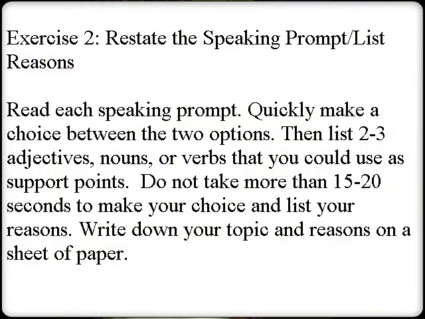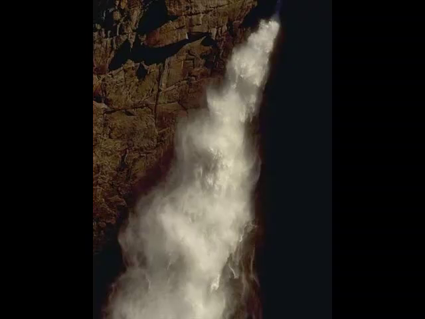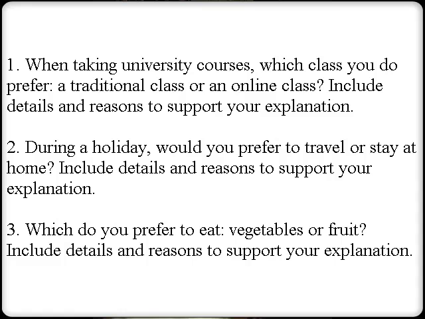Exercise 2. Restate the speaking prompt and list reasons. Read each speaking prompt, quickly make a choice between the 2 options, then list 2 to 3 adjectives, nouns, or verbs that you could use as support points. Do not take more than 15 to 20 seconds to make your choice and list your reasons. Write down your topic and reasons on a sheet of paper. Number 1. When taking university courses, which class do you prefer, a traditional class or an online class? Include details and reasons to support your explanation.